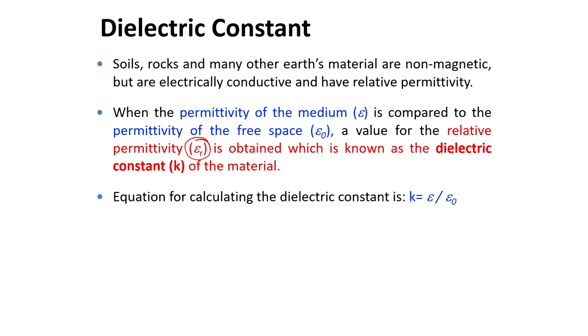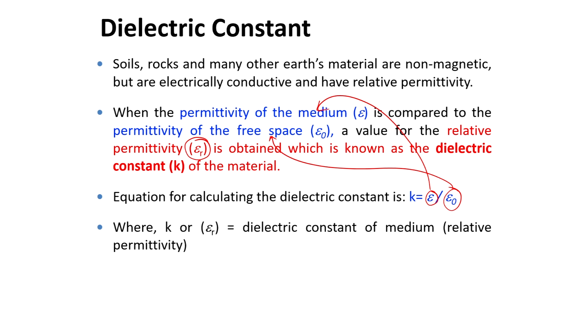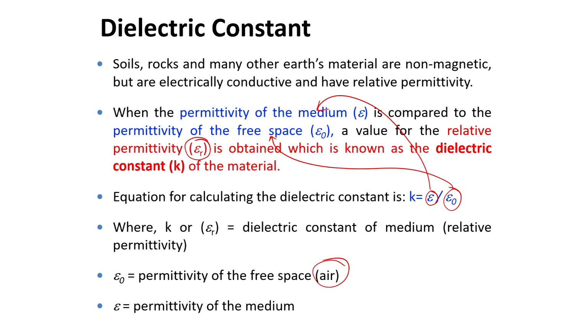So the constant here is: you have E, that is the permittivity of your medium, and the permittivity in free space. Where K or ER is the dielectric constant of the medium, and that is known as the relative permittivity. E0 is the permittivity of free space, that is, in air. And E is finally what we are looking at, the permittivity of the medium.